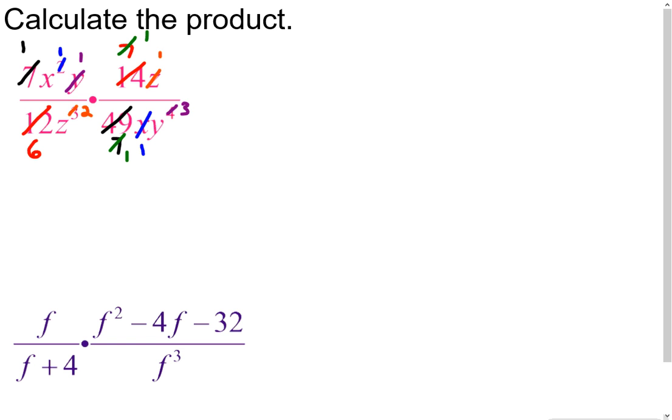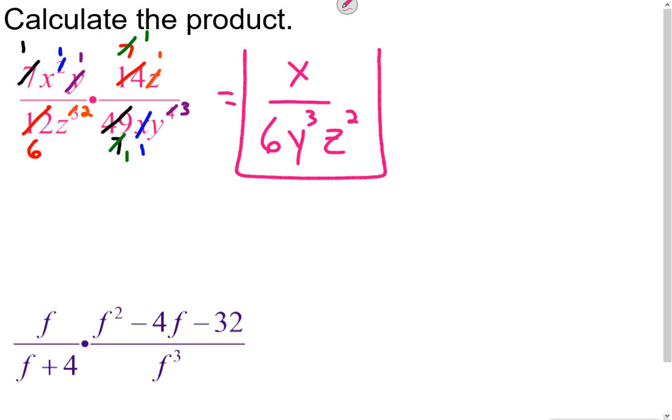So I have done all of the simplifying. Now I just have to go back and multiply. Try to find out everything that's left. So in my numerator, I notice I have an x, and that's it. So equals x over, and then in my denominator, I have the 6, I have z to the second, and I have y to the third. I like to put this in alphabetical order, so I'm going to go with the y to the third, and then z to the second. So I've taken that original rational expression, and I've simplified it to this rational expression.